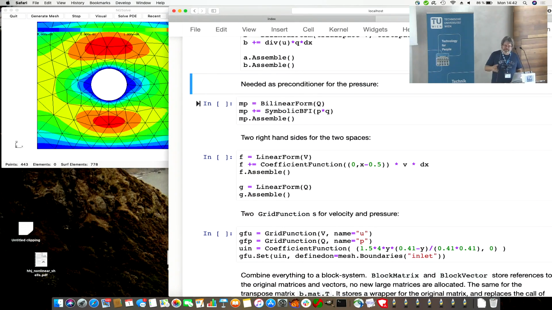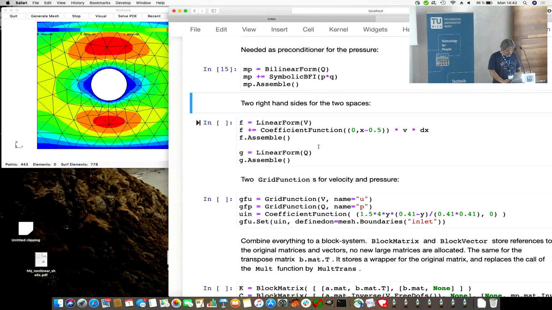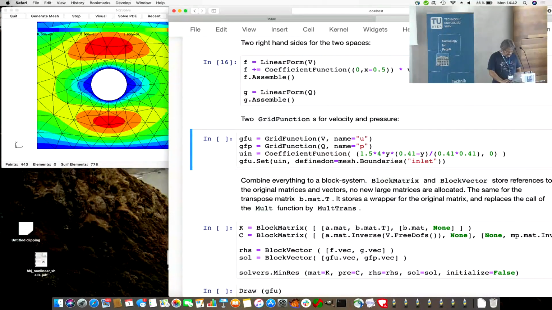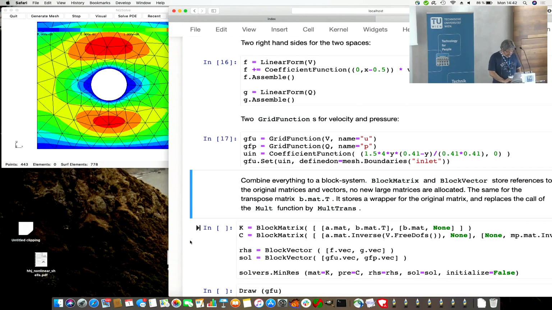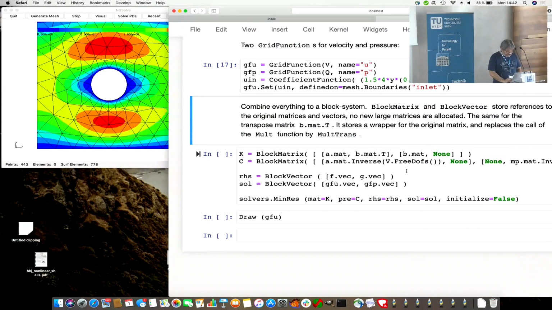We want to run some block preconditioner. For this, we need also some matrix for the pressure preconditioner, just an L2 here. You define the right-hand side, solution, grid functions, set the boundary conditions. Okay, and now we have the individual matrices. Now we are combining them to a block matrix.